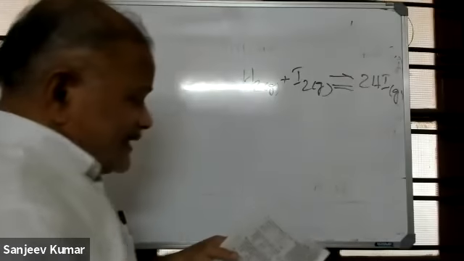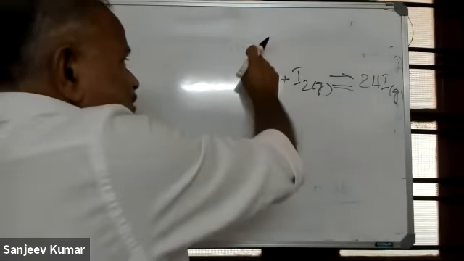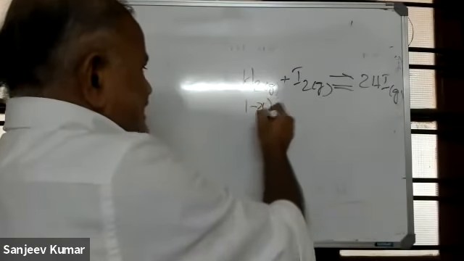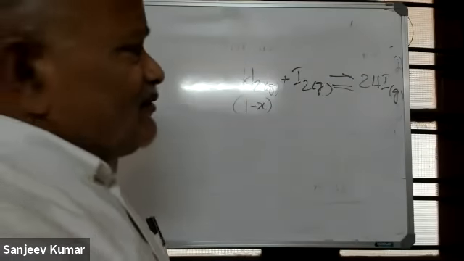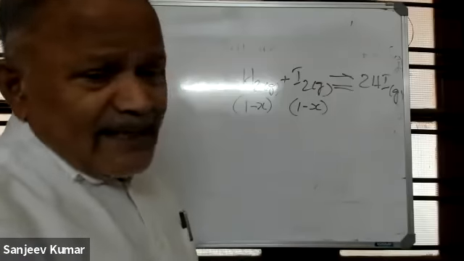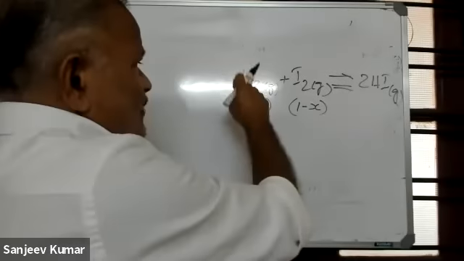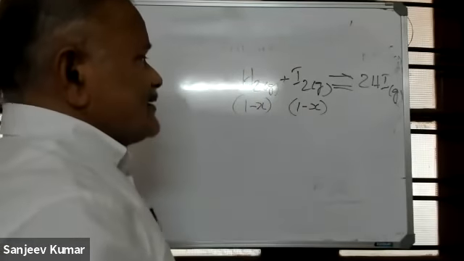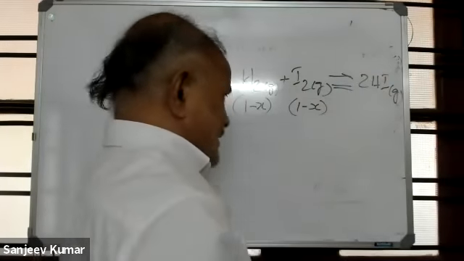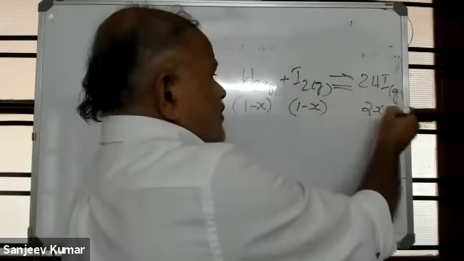Initially, we take equimolar concentrations of hydrogen and iodine, that is, 1 mole of hydrogen and 1 mole of iodine. Let x moles of hydrogen have reacted. So the equilibrium concentration of hydrogen will be 1 minus x, and the equilibrium concentration of iodine will also be 1 minus x, because 1 mole of hydrogen reacts with 1 mole of iodine, or x mole of hydrogen reacts with x mole of iodine. And 1 mole of hydrogen reacting with 1 mole of iodine gives 2 moles of hydrogen iodide, so 2x mole of hydrogen iodide is formed.